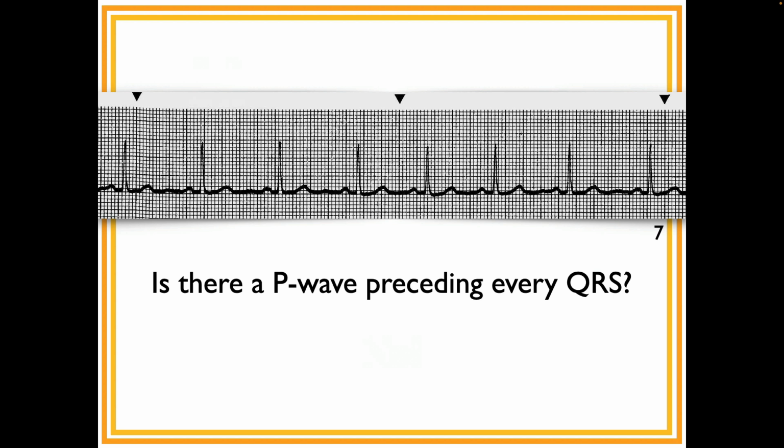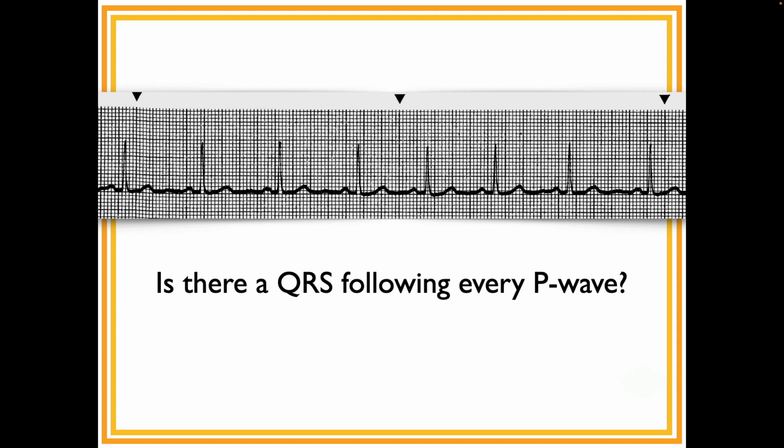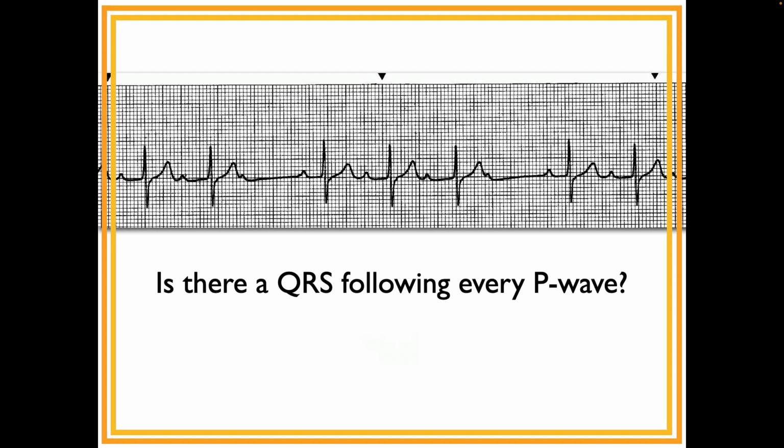Okay, and then I think, Andrew, you're next. P wave preceding every QRS. Yes. Good job. Okay, and then finally, is there a QRS following every P wave? So, Grace, what do you think here? If you look at the P waves, does each one of them have a QRS following? Yeah, absolutely.